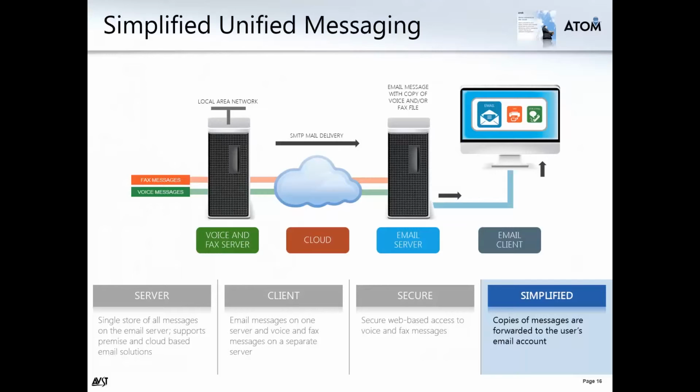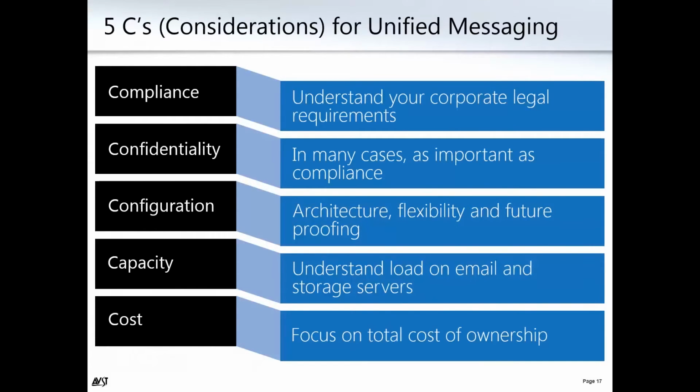Now, having looked at the architecture, we can look at where the discussions tend to go in the purchase of unified messaging. What's interesting is we don't spend as much time talking about features as we do about what everyone tends to call the 5 C's: compliance, confidentiality, configuration, capacity, and cost. The reason for this is all the attention that's been paid to things like discovery and compliance in the email world. Some people are fairly sure that applies to the voice messaging world as well.